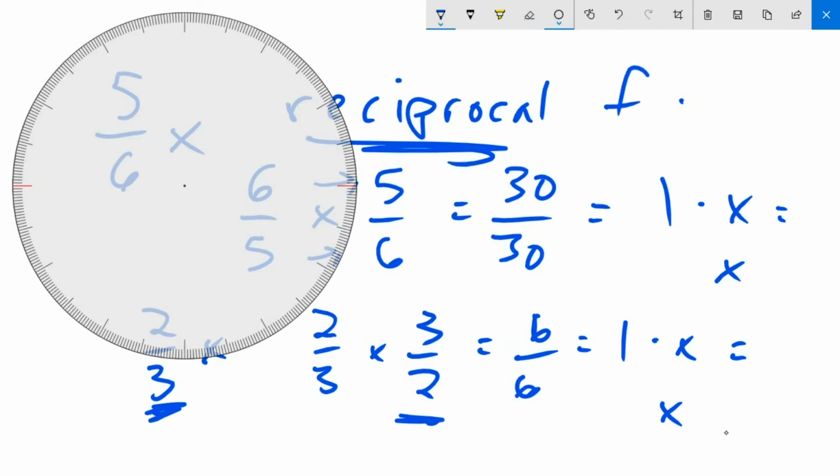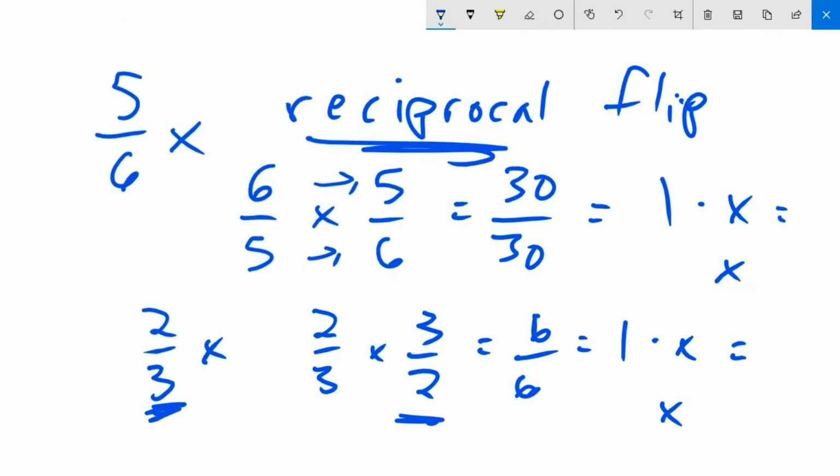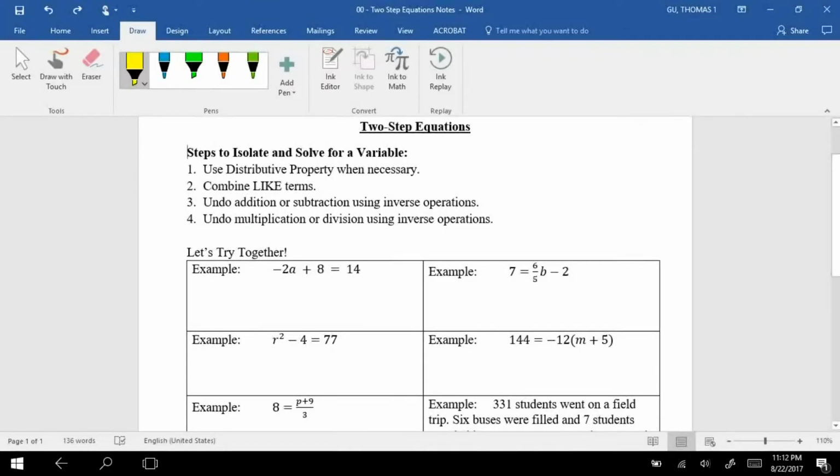So you flip it over. You do the reciprocal, which means you flip it over, and then it becomes the same number over the same number, which equals 1, and that gets you x by itself. Okay. So now that we've got this little prior knowledge out of the way, let's go into the notes.